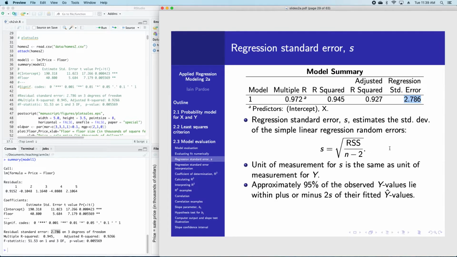So this is the equation that the computer uses to calculate this number for us, and in this case it comes to 2.786. You might wonder why we've got n minus 2 in this formula, and just briefly, the 2 is coming from the fact that we've estimated two parameters to estimate our model: b0 hat, the estimated intercept, and b1 hat, the estimated slope. Two parameters, and that's where this 2 is coming from. And then n is the sample size.